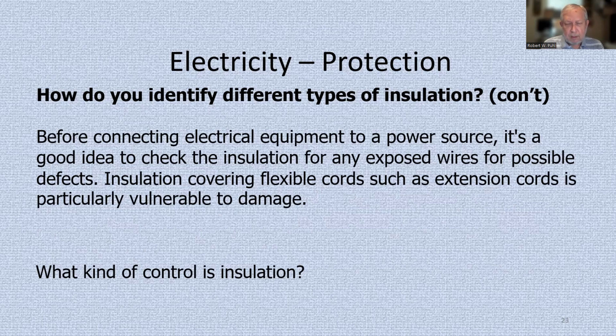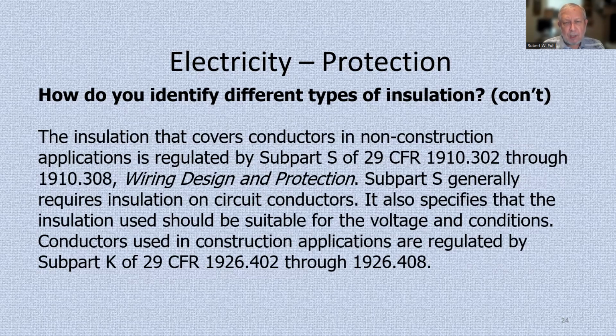So what kind of control is insulation? Engineering control. The insulation that covers conductors in non-construction applications is regulated by Subpart S, 29 CFR 1910.302 through 308, wiring design and protection. Subpart S generally requires insulation on circuit conductors. It also specifies that the insulation used should be suitable for the voltage and conditions. Conductors used in construction applications are regulated by Subpart K of 29 CFR 1926.402 through 408.